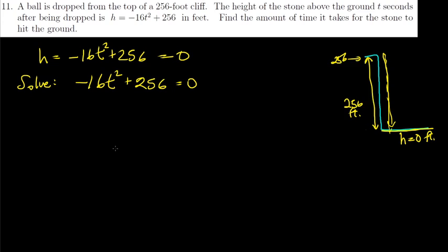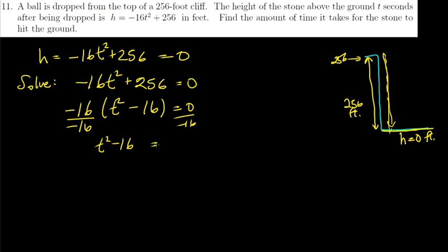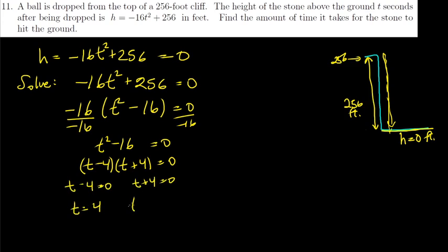And my guess is that we're supposed to do this by factoring. So if you do it by factoring, you factor out the negative 16, and you get t squared minus 16. The negative 16 doesn't matter. You can divide by it. And now you just have to factor t squared minus 16, which is t minus 4 times t plus 4. Right? So we get two answers. From t minus 4 equals 0, we get t equals positive 4. And from t plus 4 equals 0, we get t equals negative 4.